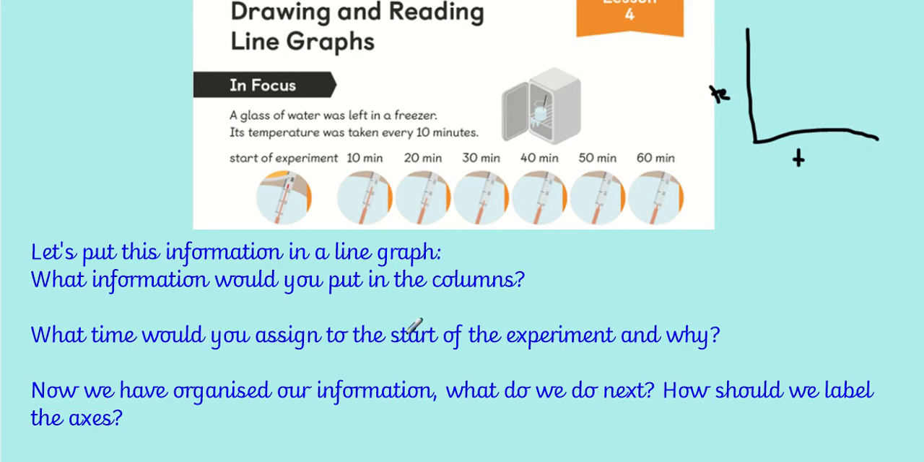What time would you assign to the start of the experiment and why? Okay, so a start of experiment, 10 minutes, 20 minutes, 30 minutes. Have a think. Yep, it's 0. 0 minutes have passed. And that's how we are going to label the axes with the temperature and the time. Let's see how they've done it then.